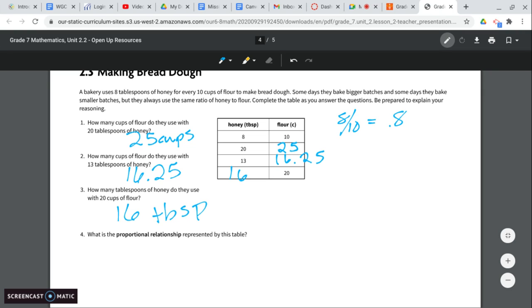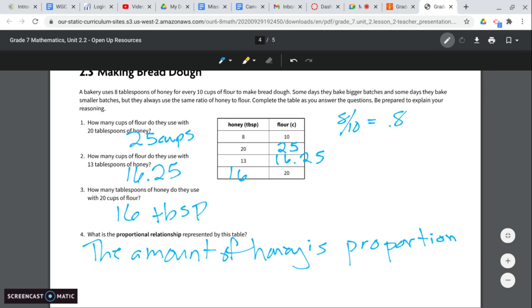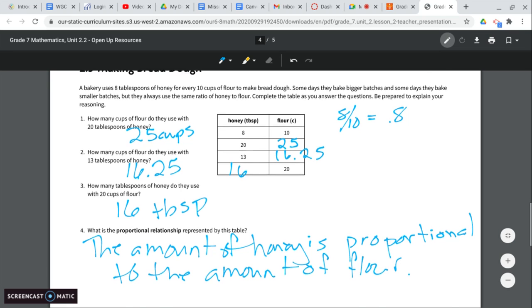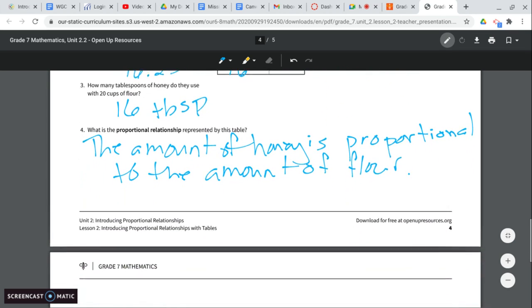So what is a proportional relationship represented by this table? The amount of honey is proportional to the amount of flour. So proportional is your key word for this lesson, proportional.